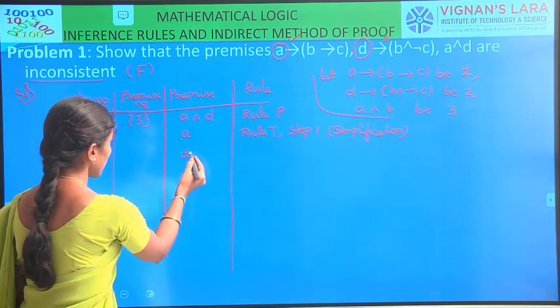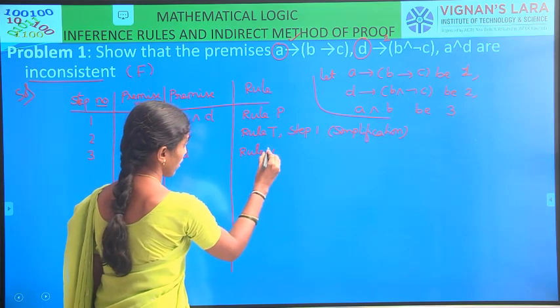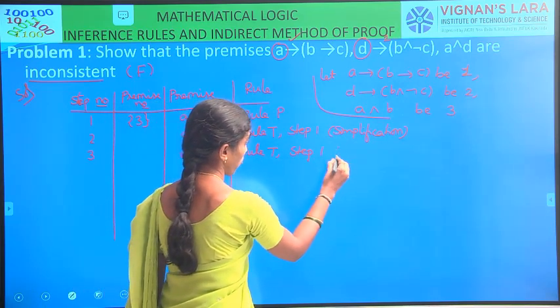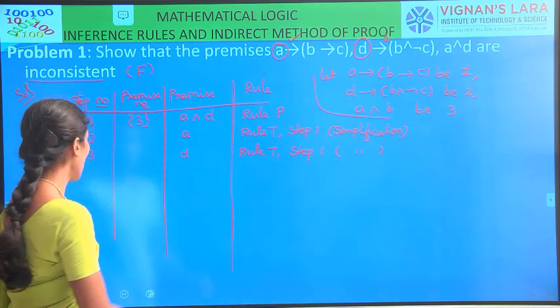Right. Next, the third step, from step 1 only, again we write, because we are deriving this, which is called rule T, step 1. Again we use the formula of simplification. Next.